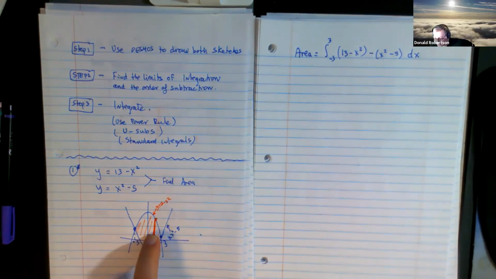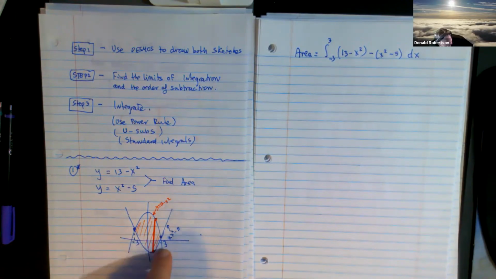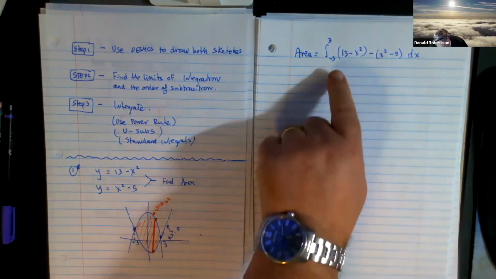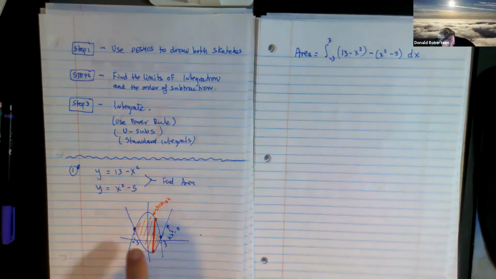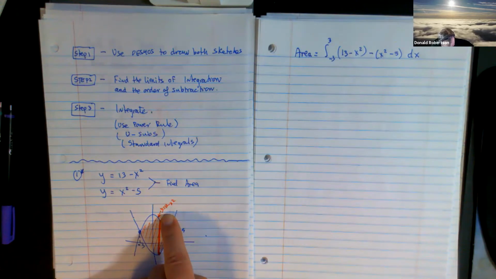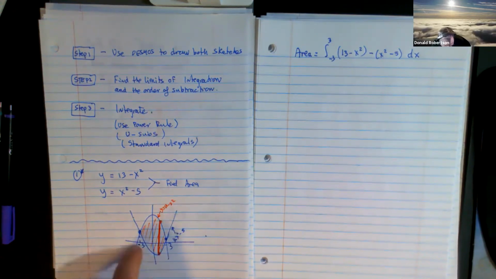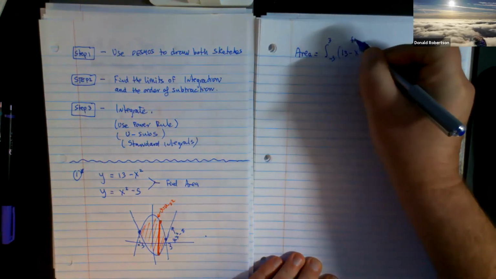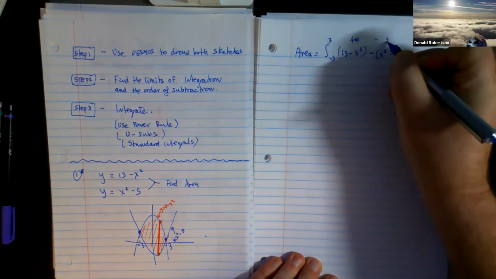I'll pause for a minute. Can you imagine putting that in Desmos so it's easy to see, right? That picture allows us to tell that it crosses at -3 and 3, so that's where these came from. Desmos told us that the high up one was 13 minus x squared, and the lower down one was x squared minus 5. So that's basically the f of x and the g of x that I need.